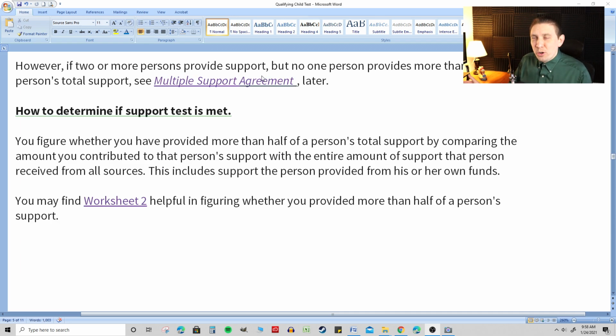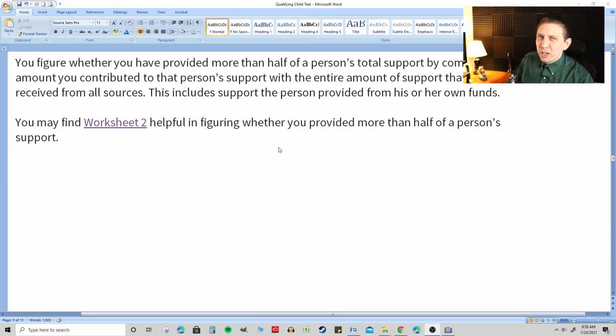How to determine if the support test is met? You figure whether you have provided more than half a person's total support by comparing the amount you contributed to that person's support with the entire amount of support that person received from all sources. This includes support the person provided from his or her own funds. It says you may find Worksheet 2 helpful in figuring out whether you provided more than half a person's total support. Well, we're going to look at that in just a second.